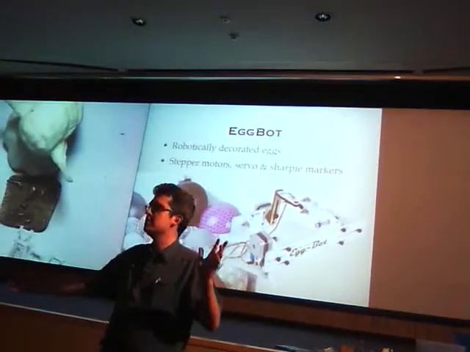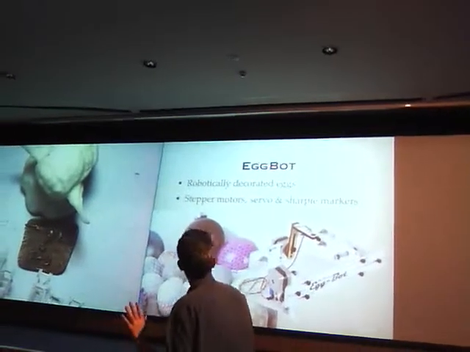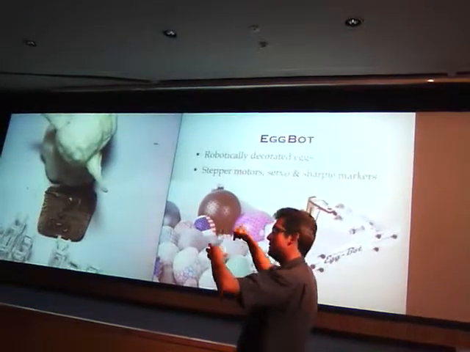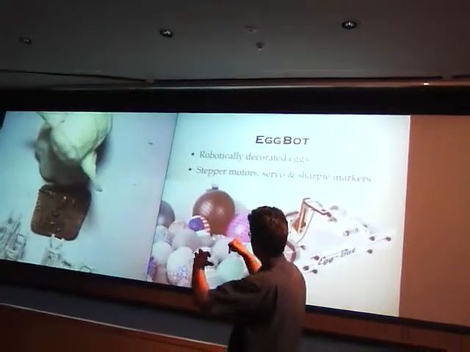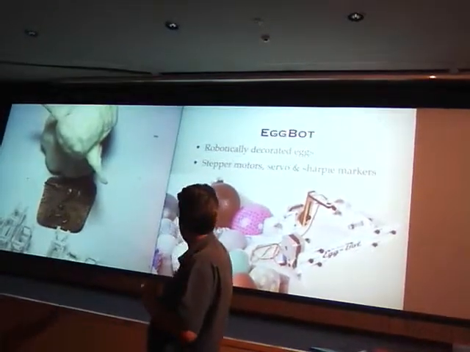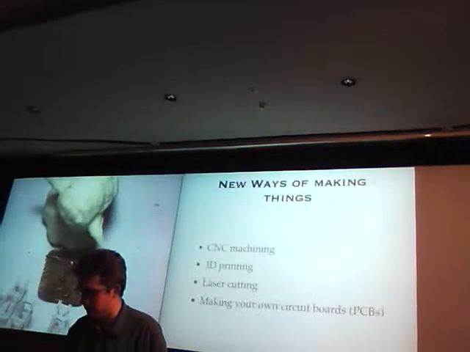Eggbot. Who doesn't need a robot to robotically decorate their eggs? This is an open source one. It holds a pen in the top and very carefully, using stepper motors, rotates around and draws and lifts the pen up and down. And you can do all sorts of gorgeous examples like that there. I won't even get into processing, face detection.